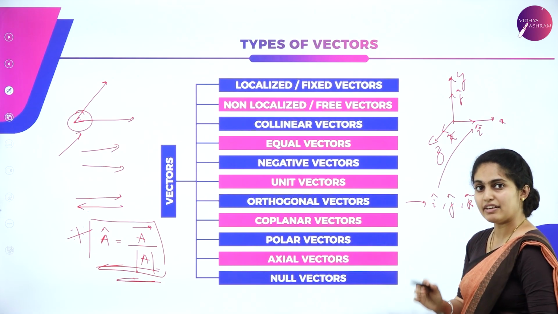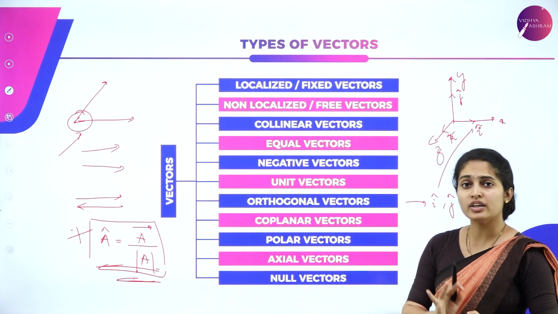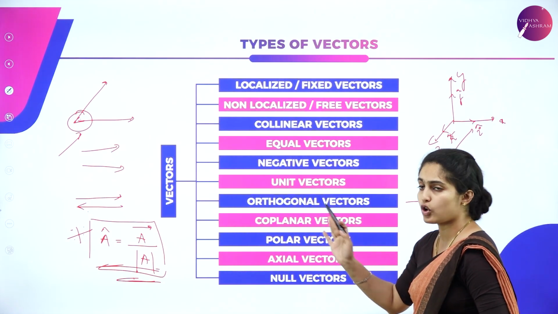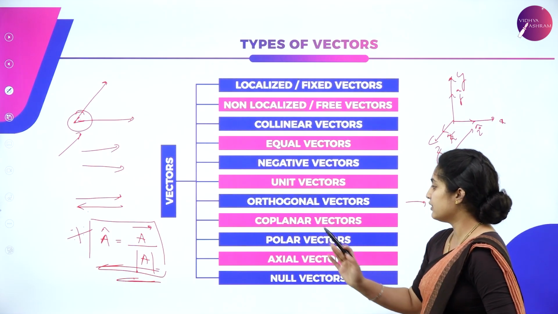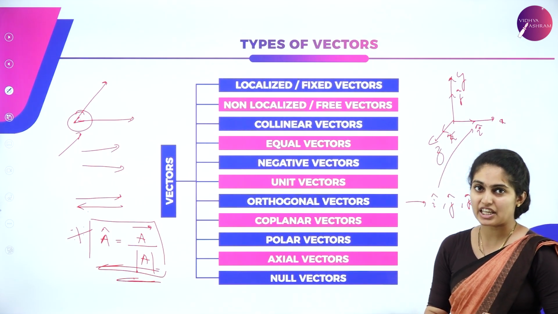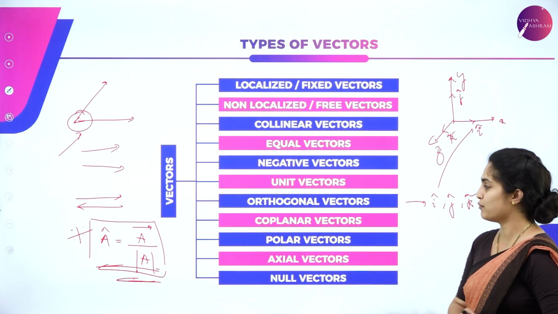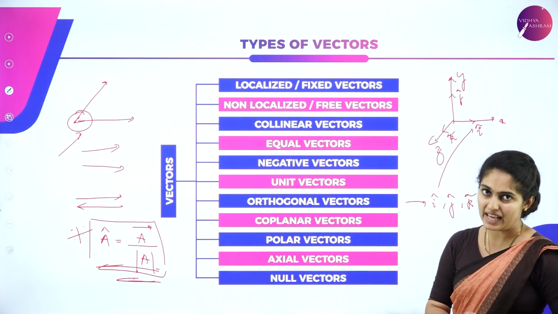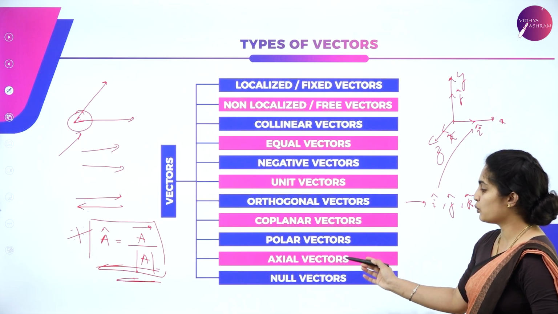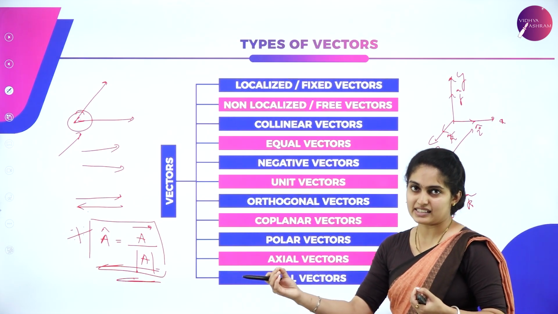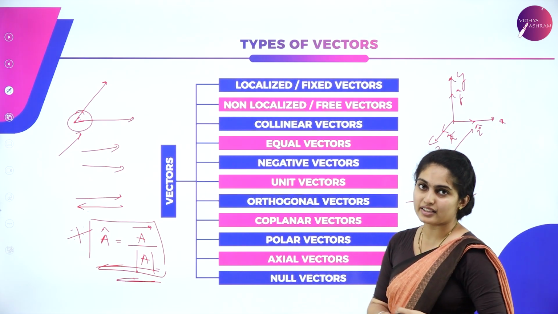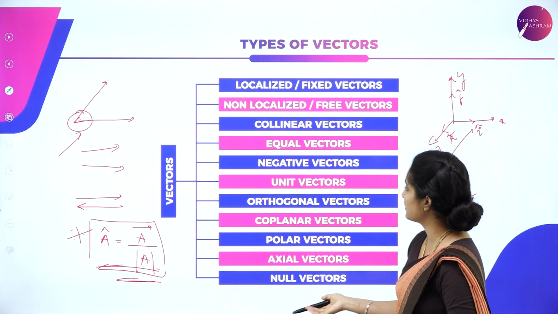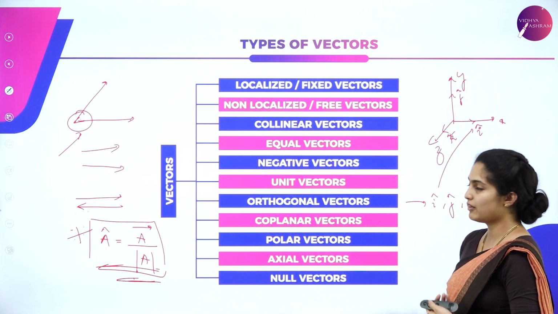Coplanar vectors are vectors lying in the same plane, vectors shown under the same plane, such kind of vectors are called coplanar vectors. And polar vectors are the vectors whose direction is along the direction of motion. Such kind of vectors are called polar vectors. Axial vectors are the ones which lie on the axis itself. And null vectors are the vectors which are called zero. Zero vectors and null vectors are one and the same.